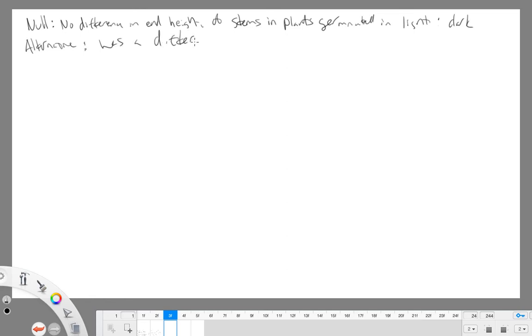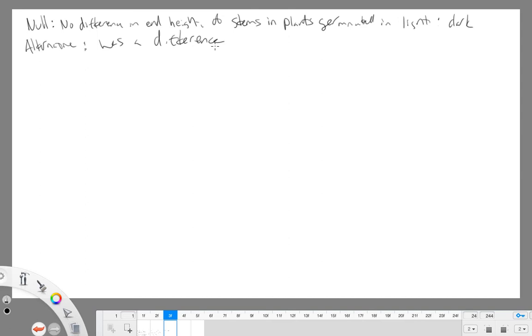All right, so this is where we are looking at the effects of growing our seeds, or germinating our seeds, in light and dark. And how we're going to measure it is by looking at the end height of our stems. And if we see a difference in the end height of our stems, that's going to suggest that there is some effect of light and darkness on our growth of our plants when we germinate them.